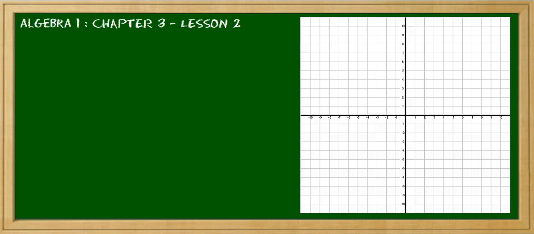Okay, we're on problem number 5 of chapter 3, lesson 2. We're on set 2 problems, and we're told on a graph paper, draw a pair of axes extending 6 units in each direction from the origin. Then connect the following points in order with straight line segments.